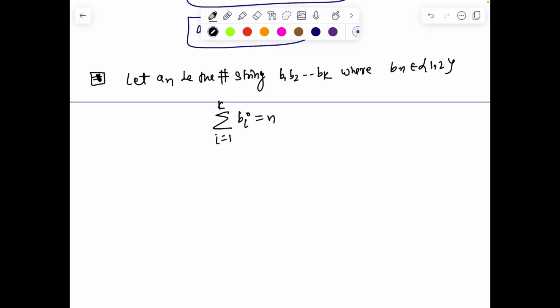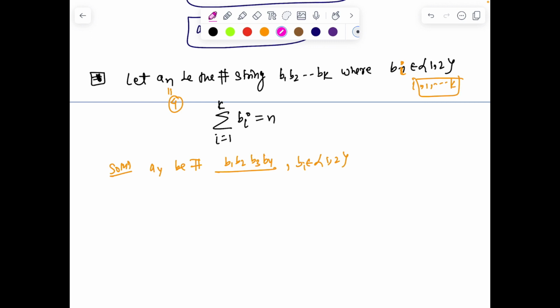So first decode the problem. What is the meaning of the problem? Let a n denote the number of strings. So suppose instead of n, I put n equals, let's say, 4. So what is A4? A4 is the number of strings B1, B2, B3, B4 of this fashion, where all these B i's belong to 1 or 2.